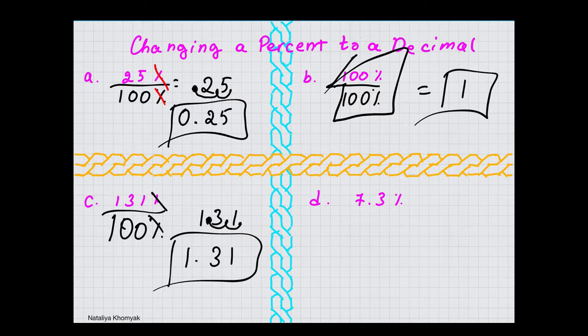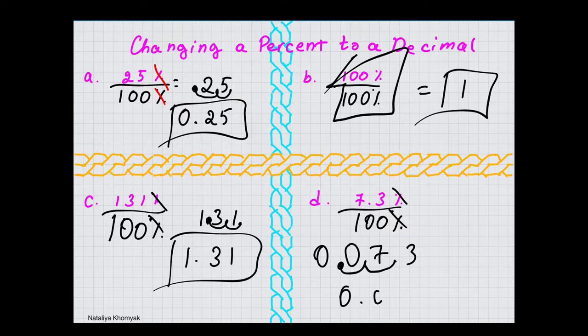D has 7.3, we divide by 100% again. Percents would cancel. So we have 7.3. Take the decimal 2 places to the left. Fill in empty places with zeros. So we get 0.073. Solution for D.